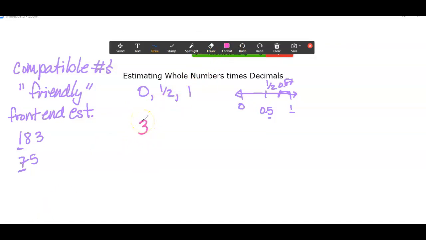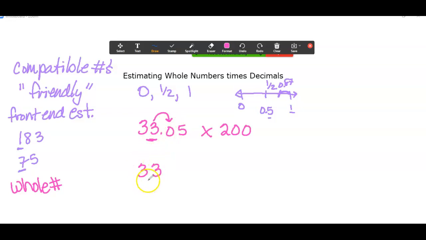For this problem, we're going to do 33 and 5/100ths times 200. And this is a lot like the last one that we did, the 9 and 2 hundredths. Since this is a decimal and it's to the hundredths place, I want to round to the nearest whole number. So that's another option over here, rounding to the nearest whole number. So I'm going to round this 33 and 5/100ths. I'm rounding to the nearest whole number and there's nothing next door, so that means the 3 stays. So I'm going to round it to 33.